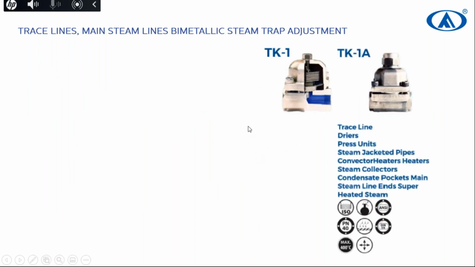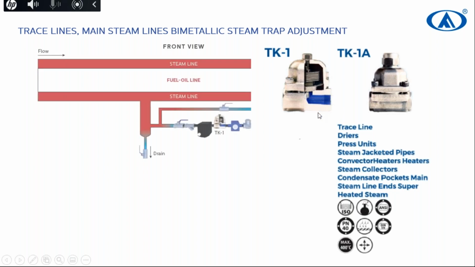And for trace lines in the oil and gas industry or fuel oil industry, in trace lines, you need to use a bimetallic steam trap to prevent overheated steam issues, and to use more energy in the steam line. You need to use TK1 or TK1A. I will make clear the differences of TK1 or TK1A.